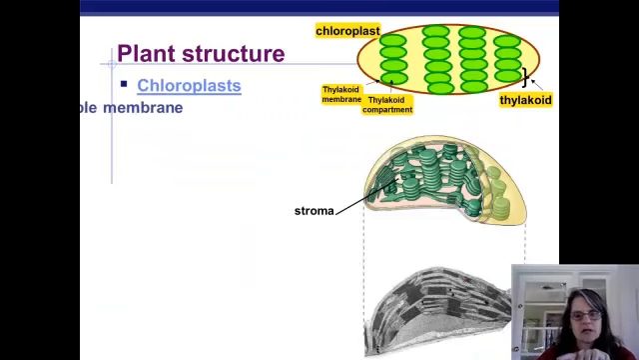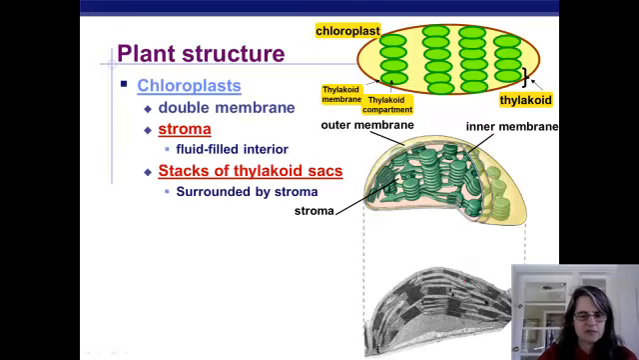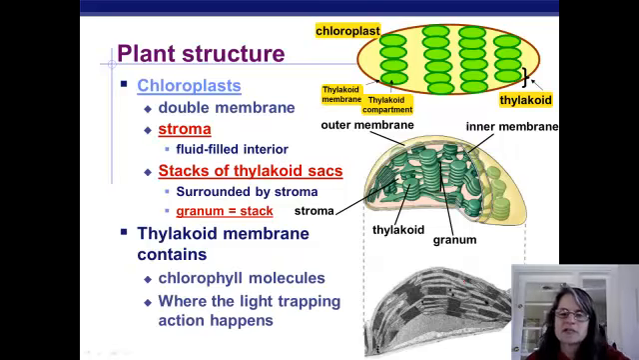All right. So here's some better pictures, but what I just said, this is nothing new. Stroma is the fluid-filled interior, stacks of thylakoids that are surrounded by the stroma. The thylakoid membrane, so here we are, this is a thylakoid membrane right here. The whole thing is a thylakoid, but the membrane around the thylakoid is really important because that's where the chlorophyll is. All of those structures, the chlorophylls are little molecules embedded in the membranes here, okay? So that's where the light trapping occurs.